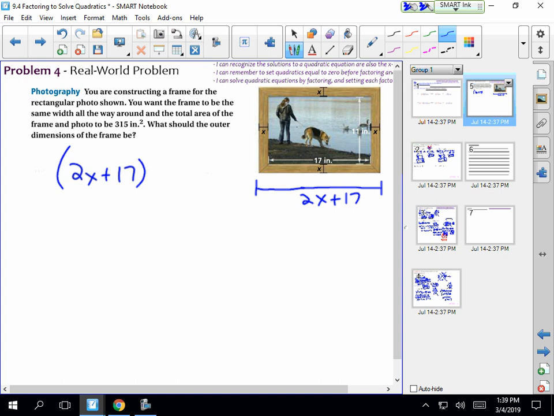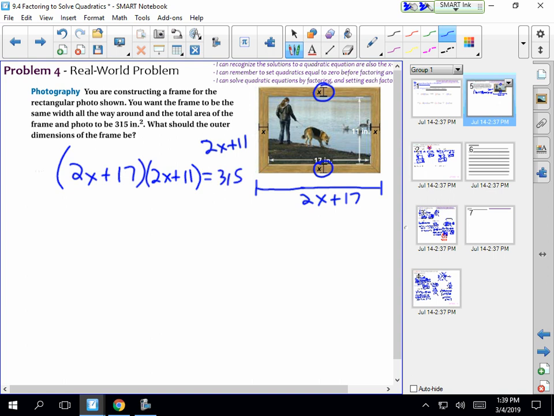But looking up here, what's the dimension of the width going to be, or the height? 11. Just be x plus 11. Almost, but there's two x's. There's an x here and an x here. So 2x plus 11 equals, the area is 315.